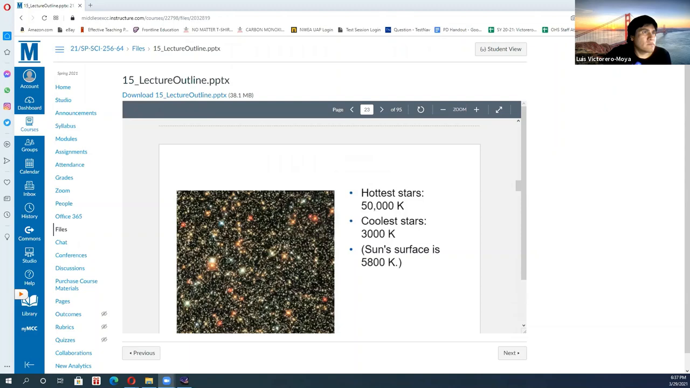All right, so we have been able to measure, with the black body curve and with the spectral lines, some stellar temperatures. And we have a range between 50,000 and 3,000. So remember, we now have a luminosity range and a temperature range. So there has to be a way that we can classify all these guys, right? Because if not, it will be a mess.